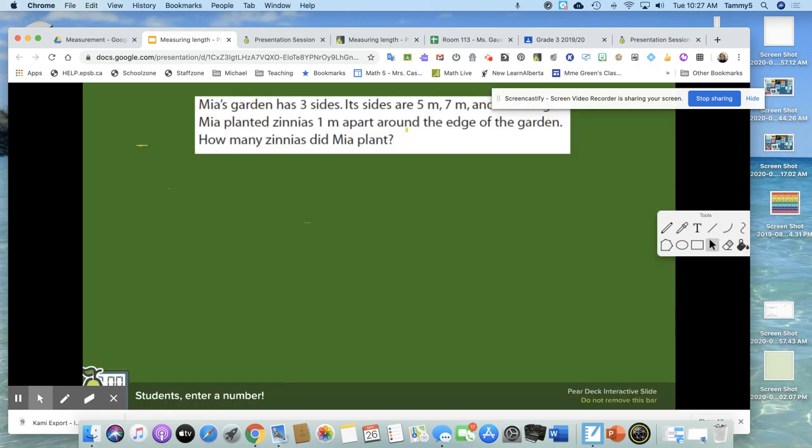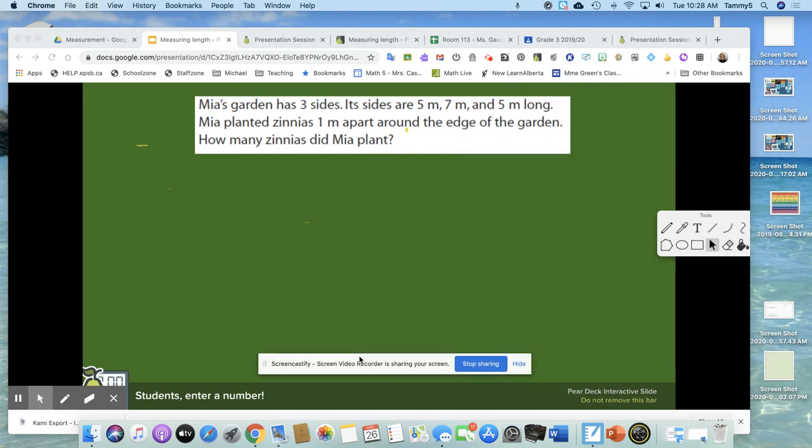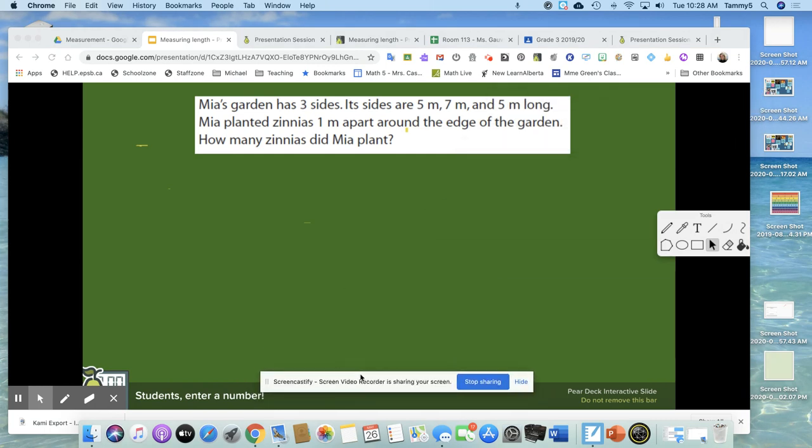All right. Now for one of the trickier questions. I think this is probably the hardest question of them all, and that's why I left it to the last. It says, Mia's garden has 3 sides. Its sides are 5 meters, 7 meters, and 5 meters long. Mia planted zinnias, so these are flowers, 1 meter apart around the edge of the garden. How many zinnias did Mia plant?